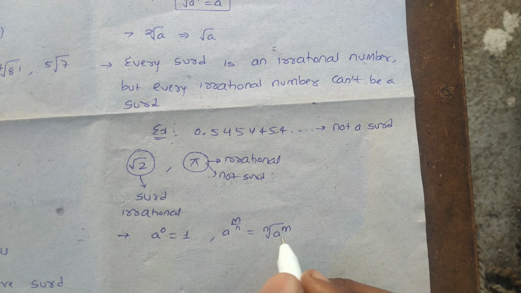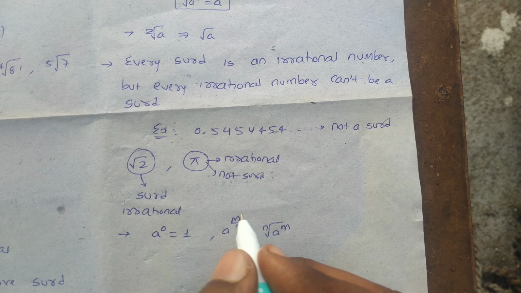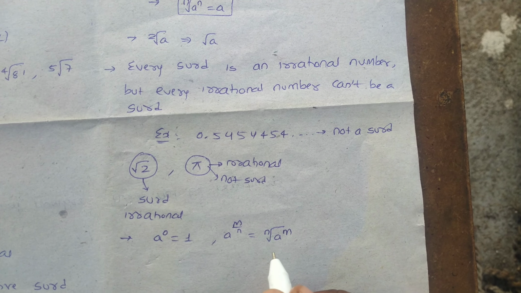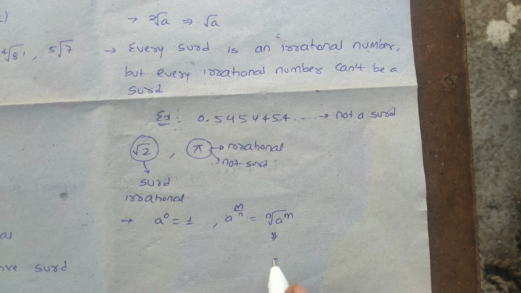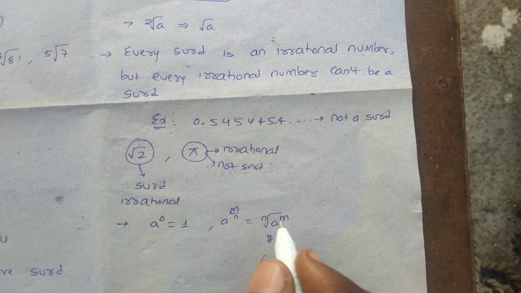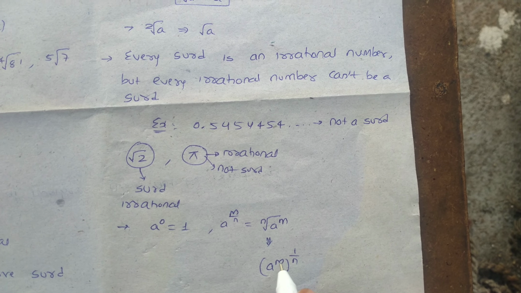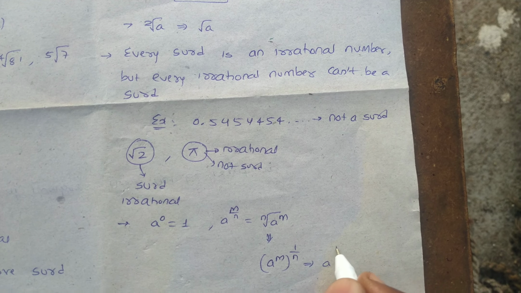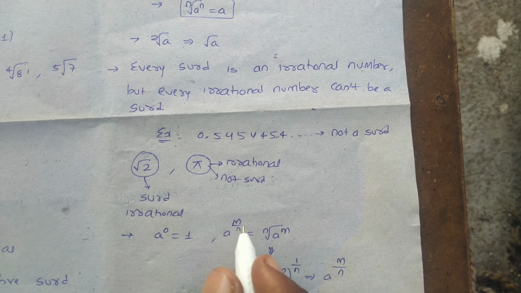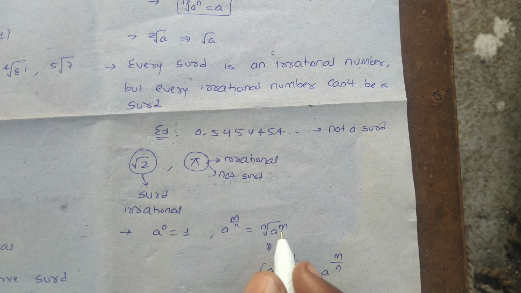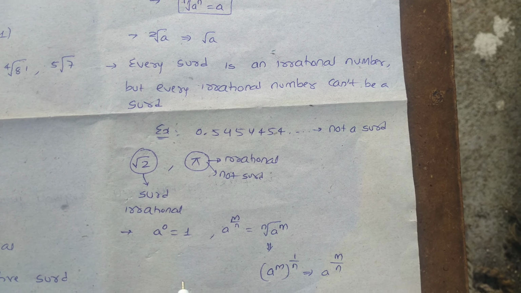Nth root of a power m? Because if you do this again, you will get this one only. Try to do this again. A power m, how can we write nth root? 1 by n, right? So if you multiply, what are you going to get? A power m by n only again. So that's why we can write nth root of a power m as a power m by n, right?